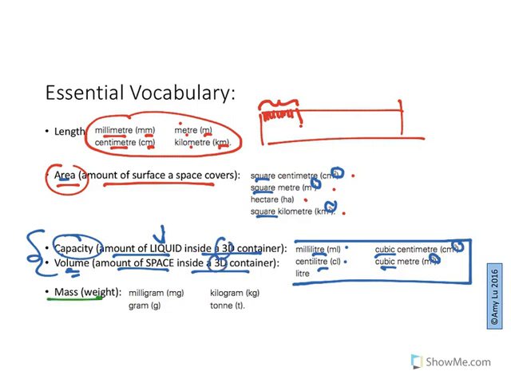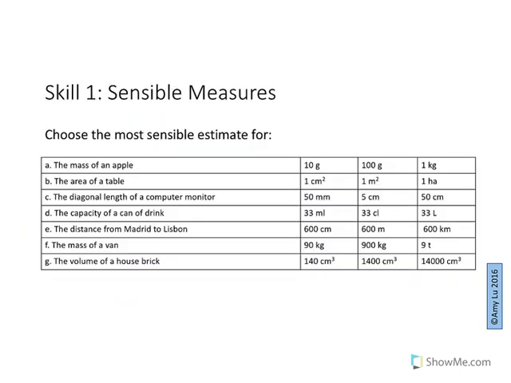Now finally, mass is your weight. So oftentimes we'll measure mass in milligrams, grams, kilograms, and tons. And as you notice, the trend here, other than tons, is that we measure in grams. So length is often meters, area is square meters, capacity is often liters or cubic meters, and mass is always grams.